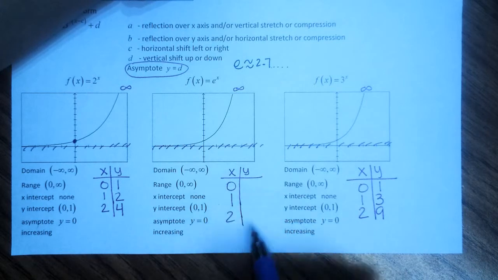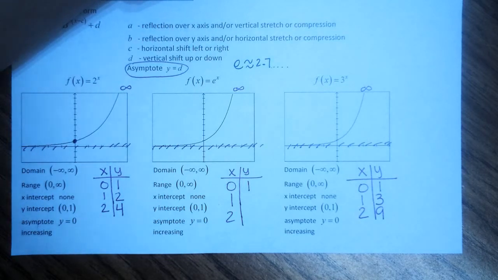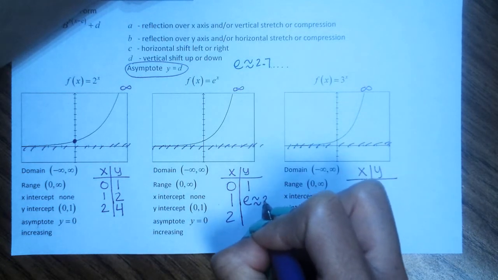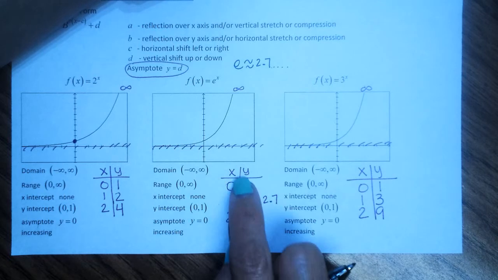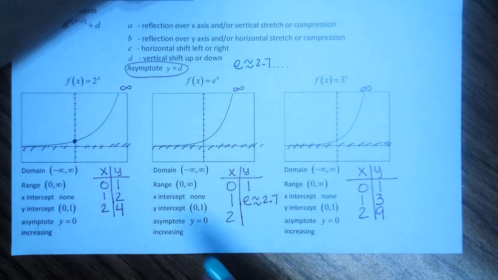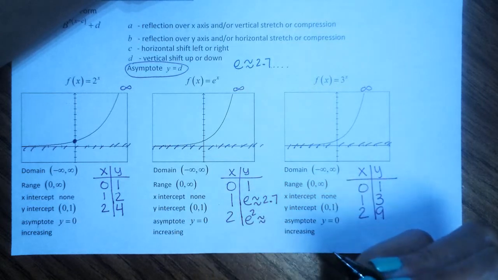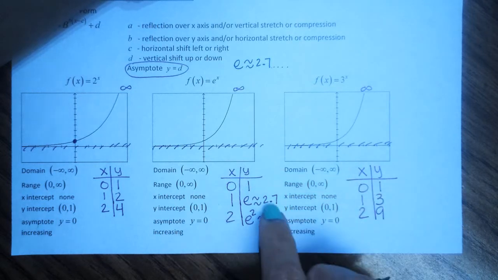So e raised to the 0 power is going to be 1, because anything raised to the 0 is going to be 1. e raised to the first power is going to be e, and like I just said, you have to just memorize 2.7. And that's it. We're not going to care about x equals 2. We only really need 2 points on the graph. But if you look at my answer key, e squared is about 7.4. You just need to remember 2.7, that's it.